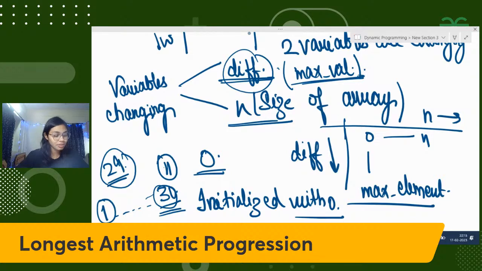In the worst case, the max difference that you can get is the difference between the last element and the first element.